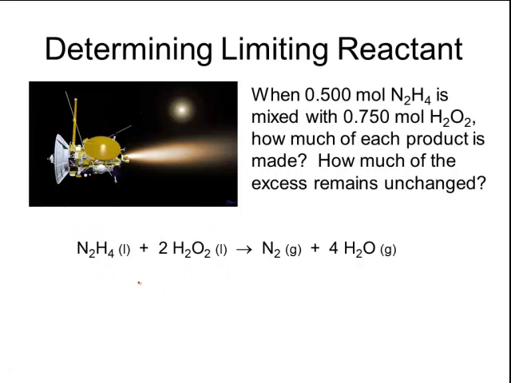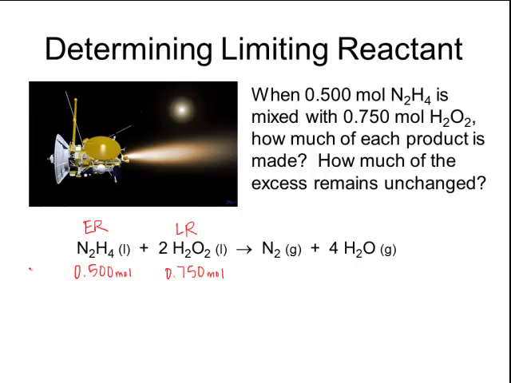Now when I take each of these amounts of hydrazine and hydrogen peroxide and I react them, how much of each product is going to be made and how much of the excess reactant is going to remain unchanged? Well, I've already determined that hydrazine is my excess reactant and hydrogen peroxide is my limiting reactant. So again, before the reaction occurs, I had 0.500 moles of hydrazine and 0.750 moles of hydrogen peroxide.